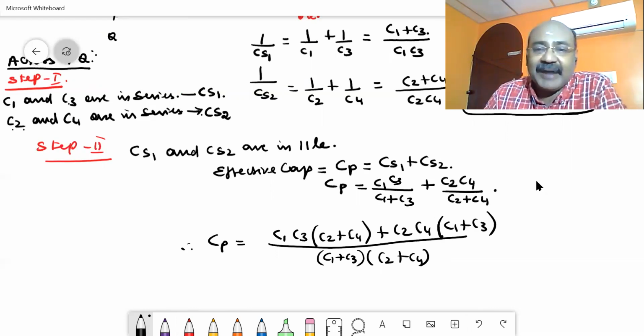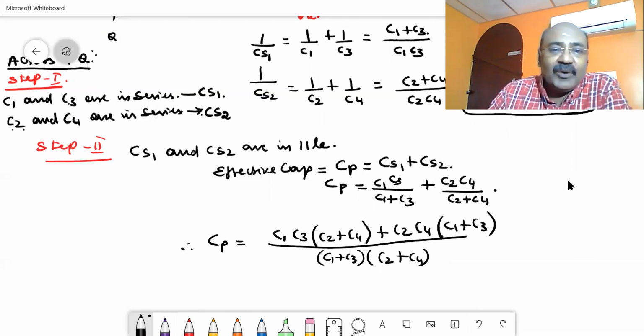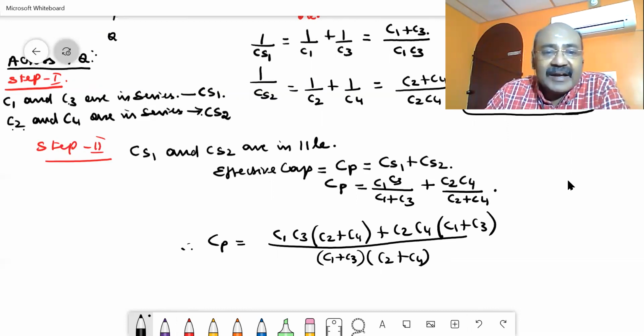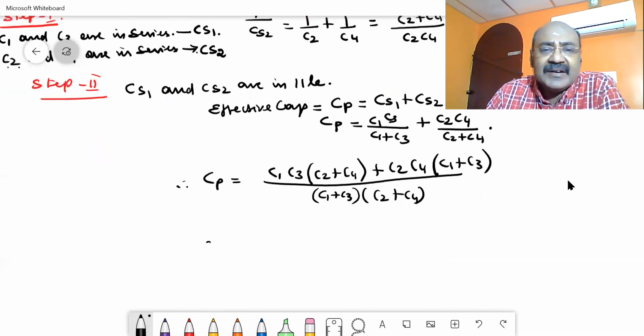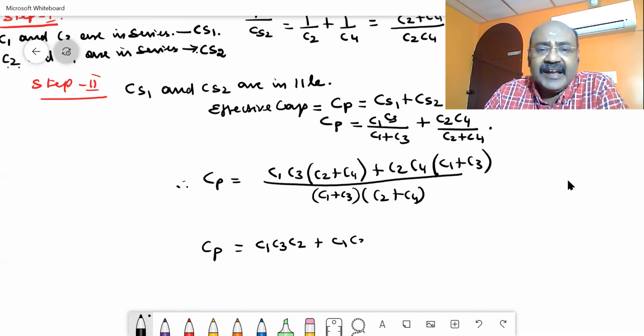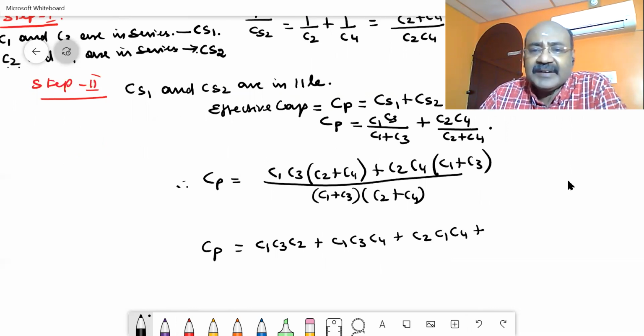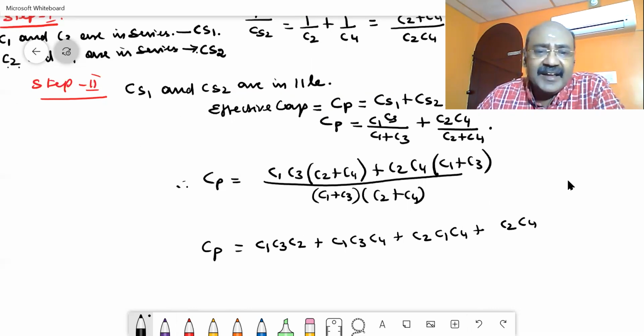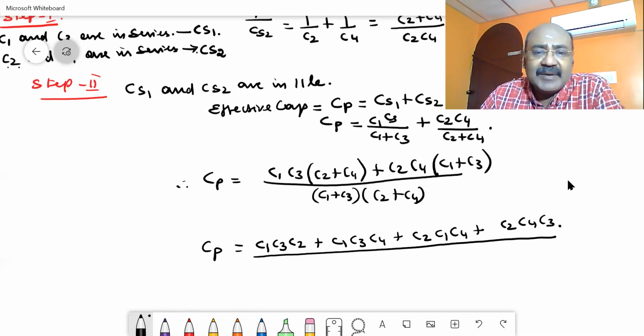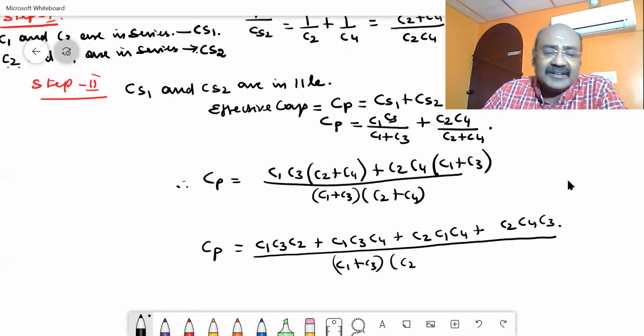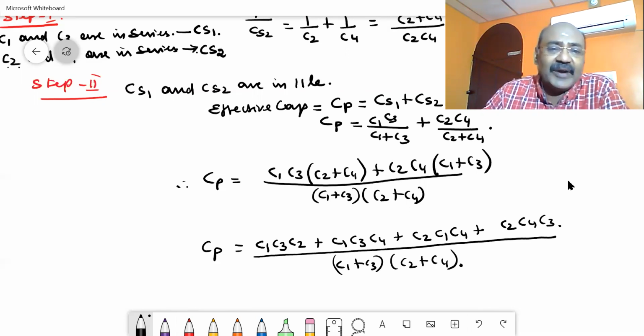Now simplify by rearranging. When you are multiplying inside the bracket, C1 C3 into C2 plus C1 C3 C4 plus C2 C1 C4 plus C2 C4 C3, whole divided by C1 plus C3 multiplied with C2 plus C4. This is the final answer that you are able to get.